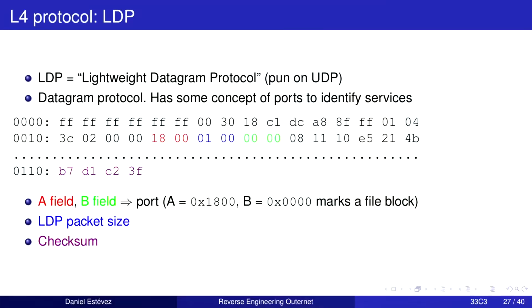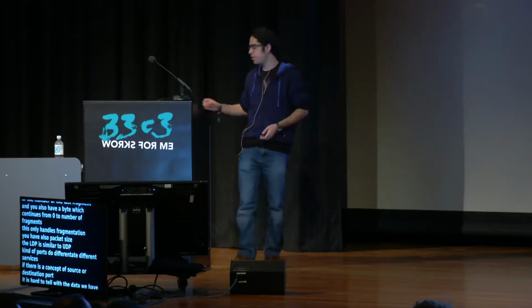The layer 4 protocol is called LDP, and it's really similar to UDP. So you have some concept of ports. They're used to identify different services within the network. I'm not sure, and it's really hard to tell with the data we have, if there is a concept of source port and destination port. I really don't care. So I have 2 ports, and the pair of 2 ports identifies the service. I call those the A field and the B field. And you have packet size and a checksum, so very much like UDP.